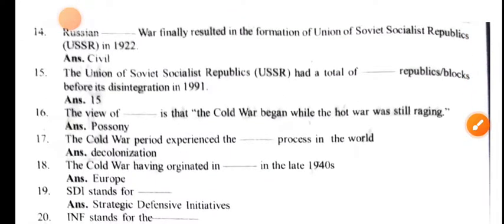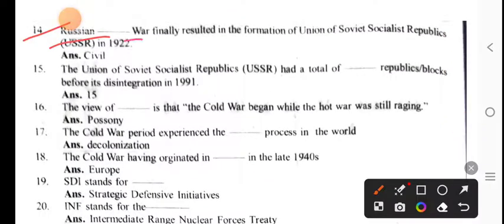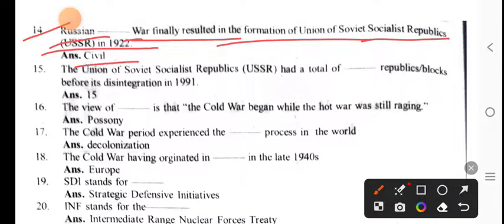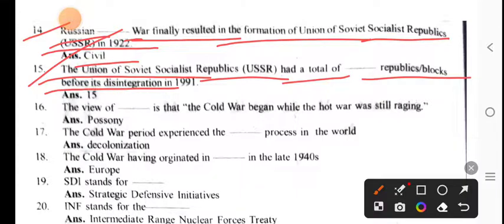The Russian Civil War finally resulted in the formation of the Union of Soviet Socialist Republics, USSR, in 1922. The USSR had a total of 15 republics before its disintegration in 1991.